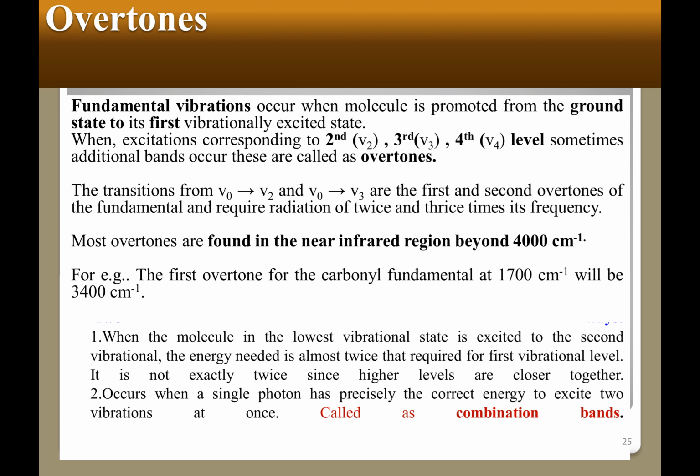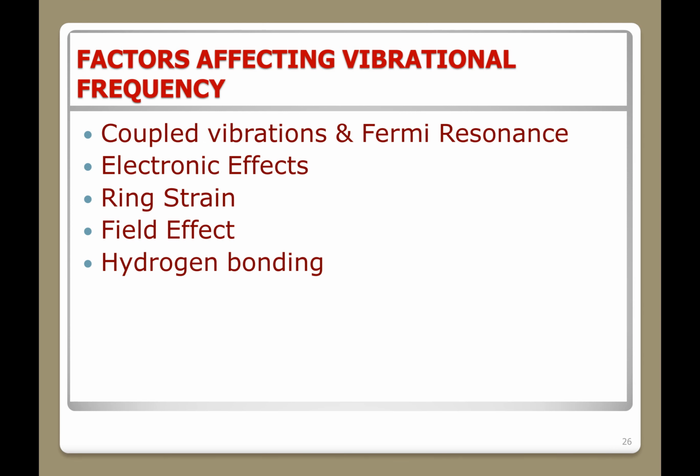When the molecule is in the lowest vibrational state, it is excited to the second vibrational level. The energy needed is almost twice that required for the first vibrational level. It is not exactly twice, since higher levels are closer to each other. It occurs when a single photon is precisely the correct energy to excite two vibrations at once, and these are called combination bands.